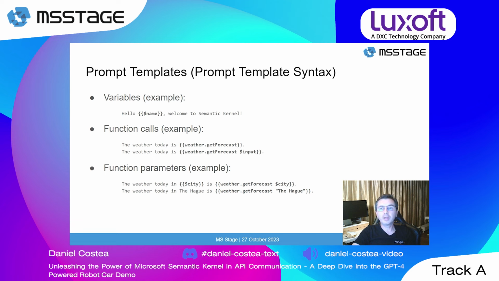Function calls: in these templates, weather.getForecast is a function that is called with the $input argument by default. So, the $input argument is optional, but it's there. Function parameters: in these templates, $city is a placeholder where the city name, a variable in fact, goes, and weather.getForecast $city is a function with an argument. Of course, we can use a hard-coded value for the city to skip the argument if we prefer.